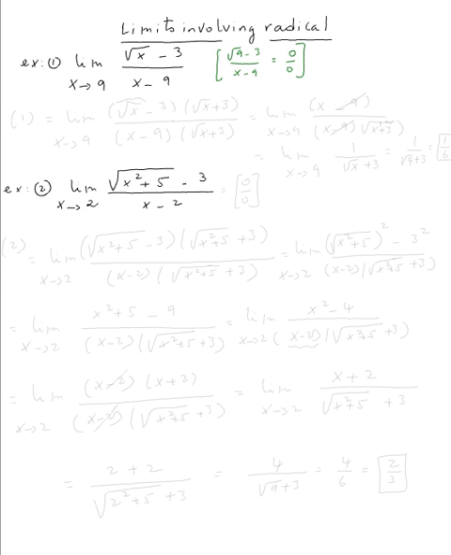In this case, every time we get a radical expression, we multiply the top and the bottom by the conjugate of the numerator. So in other words, this is going to be equal to the limit as x approaches 9 of square root of x minus 3 over x minus 9. We multiply the top and the bottom by the conjugate of the numerator, which is square root of x plus 3.